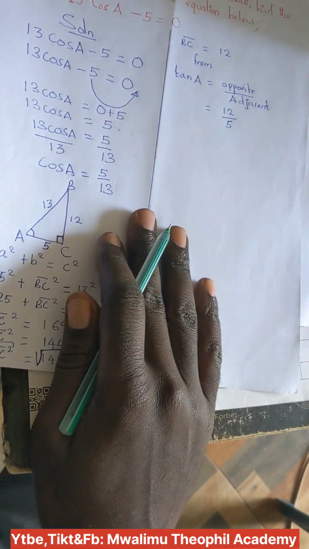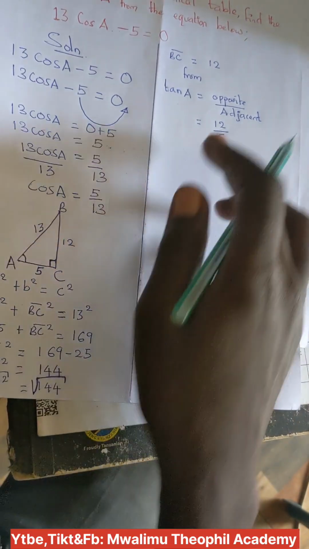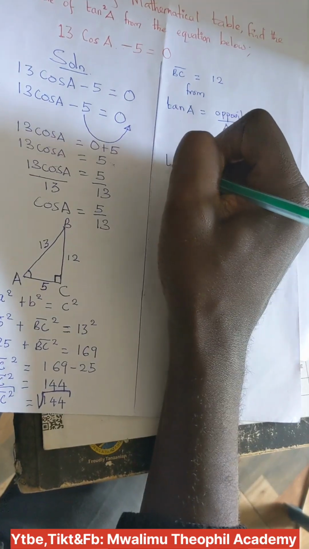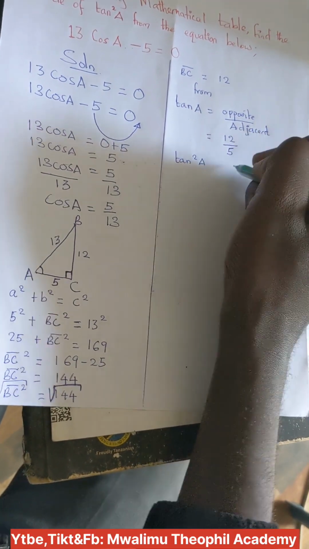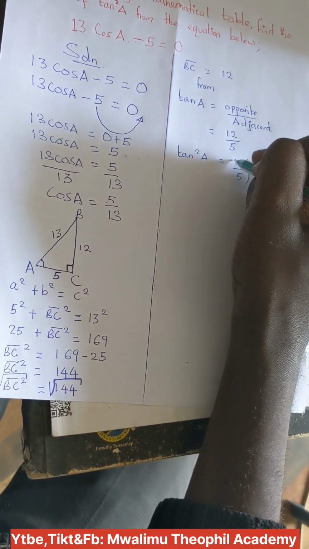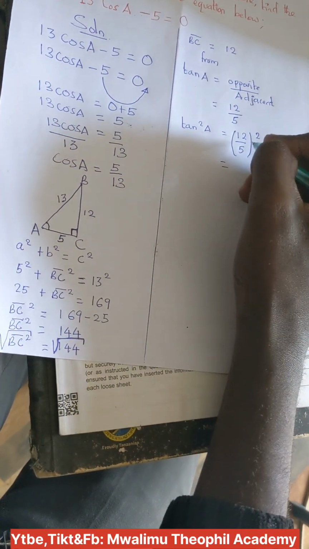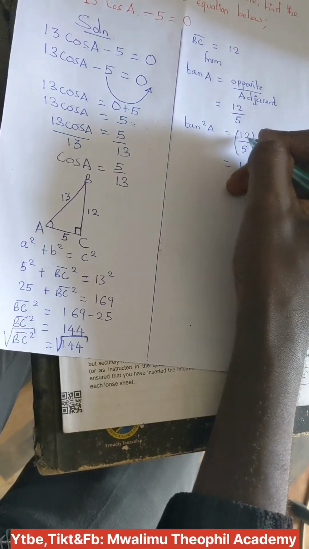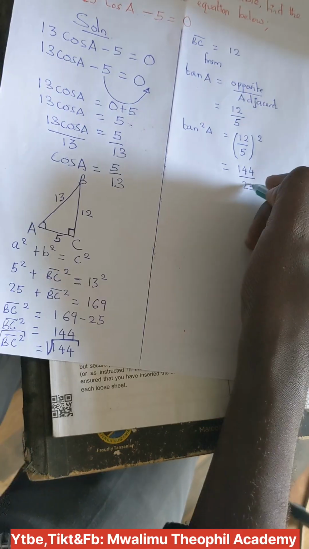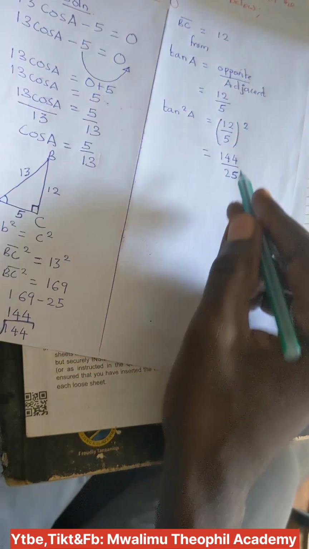But remember, in our question, we are asked to find out tan squared A. Now we are going to square the answer obtained so as to have tan squared A. Now tan squared A will be equal to 12 divided by 5 squared. This is going to bring us 144, meaning that 12 times 12, and 5 square, which is 5 times 5, we get 25. So this is the answer.